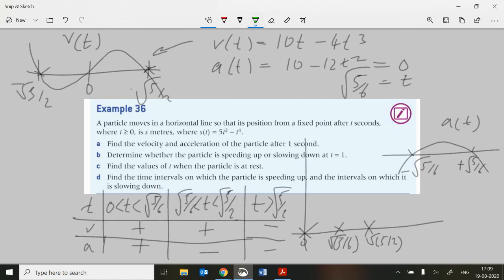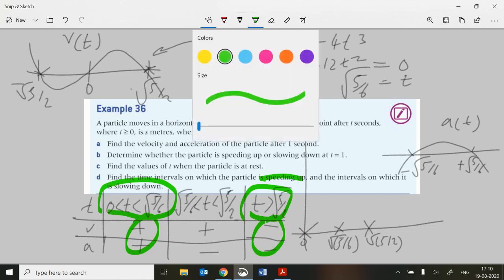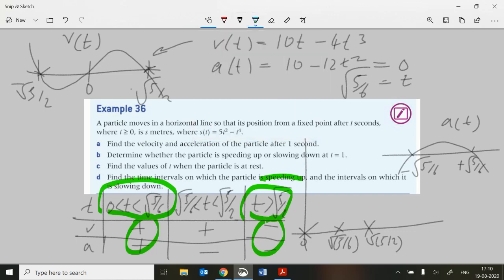When is this particle speeding up? Well, it's speeding up when we have a positive acceleration on a positive velocity, and also when we have a negative acceleration on a negative velocity. So that's when it's speeding up, during this and this interval, and then we're slowing down in this interval here. It's slowing down when we have a positive velocity and a negative acceleration there.